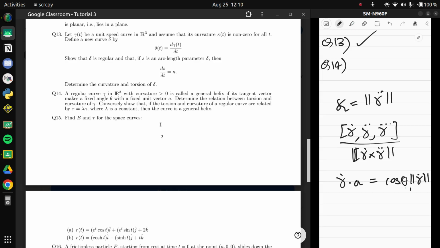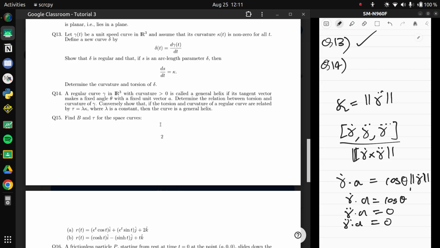Okay, so if I just set this to be a unit vector, then it just becomes like gamma dot dot A is like cosine theta, right? Taking a derivative on both sides, you just have gamma double dot dot A is equal to 0, and obviously gamma triple dot dot A equal to 0. So okay, I see. We know that gamma dot, gamma double dot, and gamma triple dot form a basis.